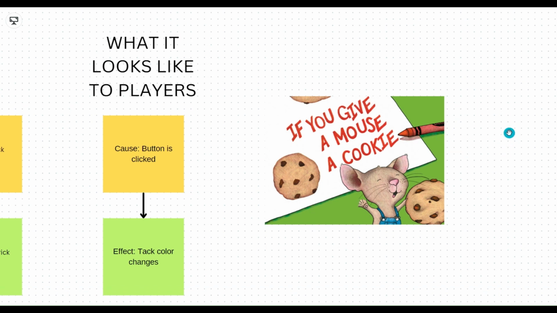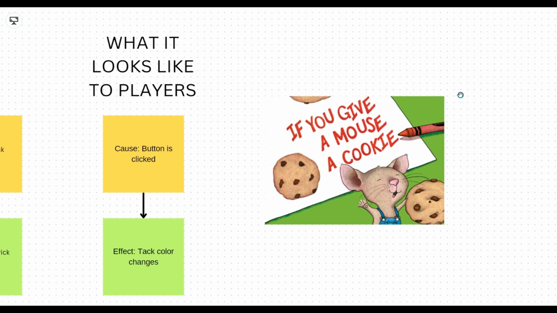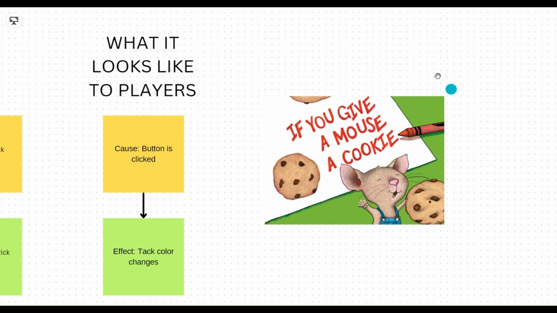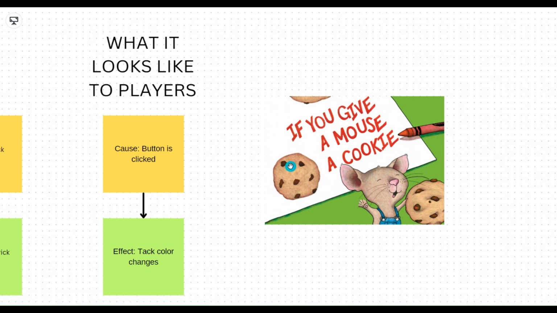So first off, basically all scripting is kind of like If You Give a Mouse a Cookie. I don't know if you guys have ever read this beautiful piece of literature right here, but basically it's a very cause and effect book. You give the mouse a cookie, and then the effect is that the mouse goes and tells his friends about it, and then they all want things from you too. So essentially, it's very cause and effect. Something happens, and that causes something else to happen. So the player provides some kind of input, and then what they get is an output.